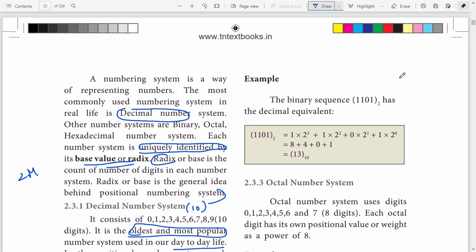See the binary sequence 1101. Positions 0, 1, 2, 3. So 1 into 2 power 3, 1 into 2 power 2, 0 into 2 power 1, 1 into 2 power 0, which results in the value 13, denoted in the decimal system. Binary is converted into decimal system.